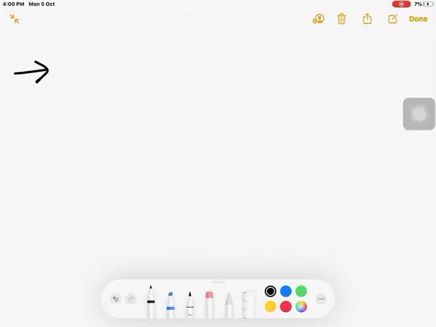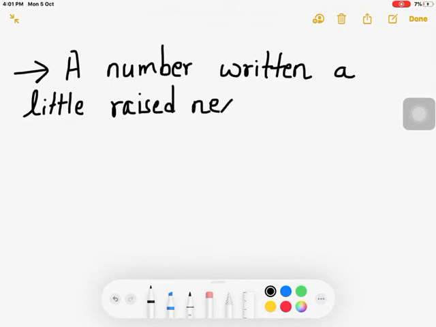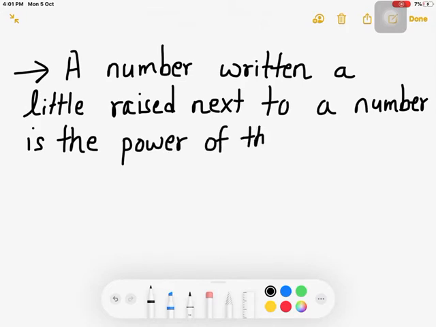What is power of number actually? A number written a little raised next to a number is the power of the number.